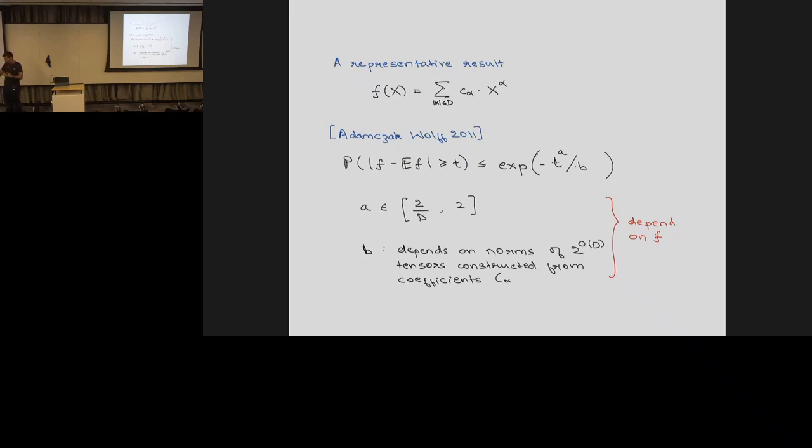So you think of the polynomial's coefficients as forming some sort of large dimensional tensor, and you define various norms of this, and then one of these norms appears. And also, the way I'm presenting it, I'm cheating a little. The choice of A and B is coupled. It's not that you choose them independently.